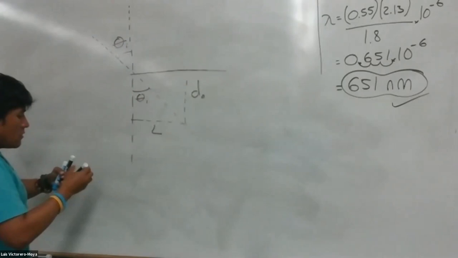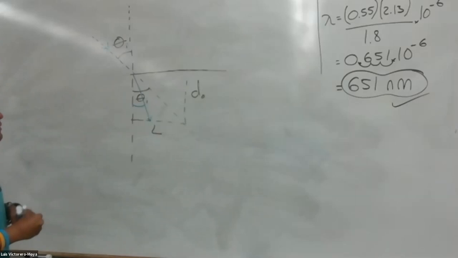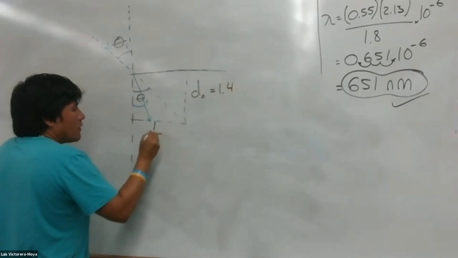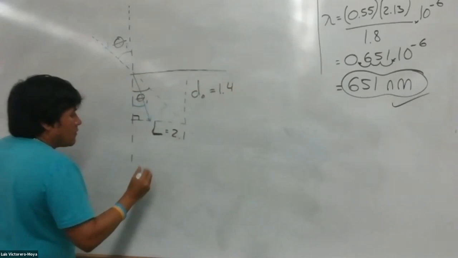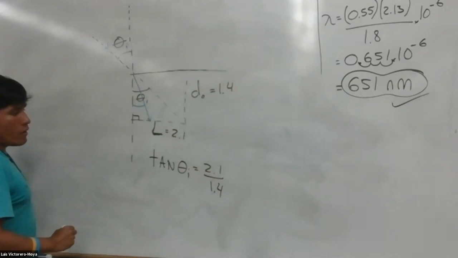The angle of refraction was, this is the incidence ray, right? This one here, and it was this one. But you have D naught and L. D naught is 1.4 and L was 2.1. The tangent of theta incidence is L over D. That's how you find the angle of incidence.